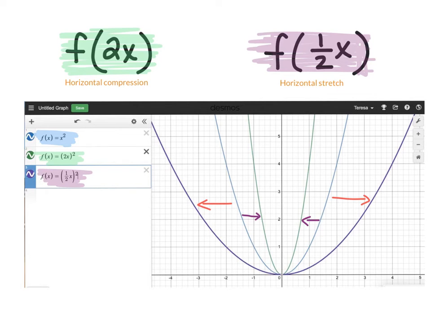And then remember, you're going to learn a ton more about this in future math courses, but this is just a little introduction to it. And hopefully you guys can see that it did get wider. From the blue to the purple, it stretched horizontally. Same thing from the blue to the green, it stretched, or it compressed horizontally.